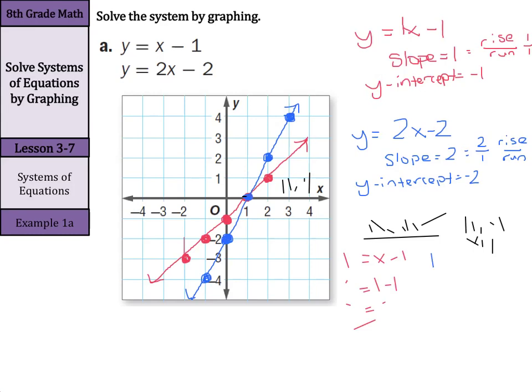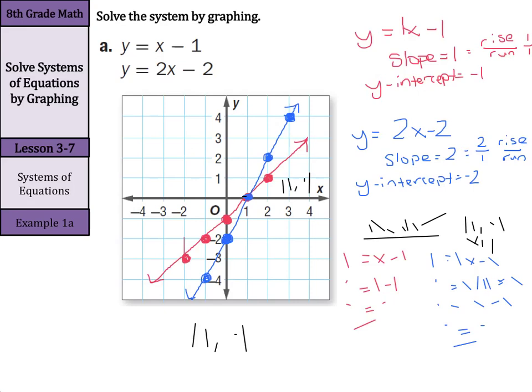We can do the same thing with our other equation, y equals 2x minus 2. If we put in 0 for y and 1 for x, 2 times 1 is 2, minus 2, well, I get 0 equals 0. So our answer to the systems of equations question is 1, 0.